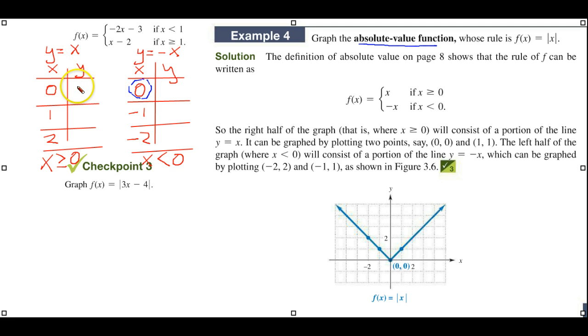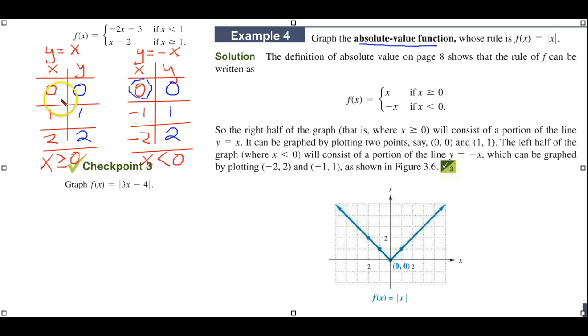So if x is 0, y is 0. If x is 1, y is 1. If x is 2, y is 2. And then here, if x is 0, y is 0. But again, that's just a starting point. The 0 is not included in the set. And then here, if x is a negative 1, the opposite of a negative 1 makes it a positive 1. And the opposite of a negative 2 makes this a positive 2.